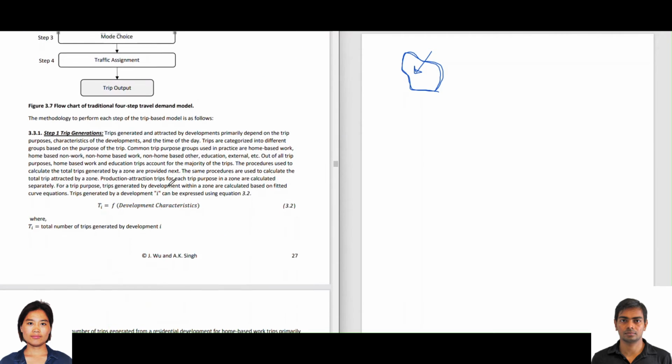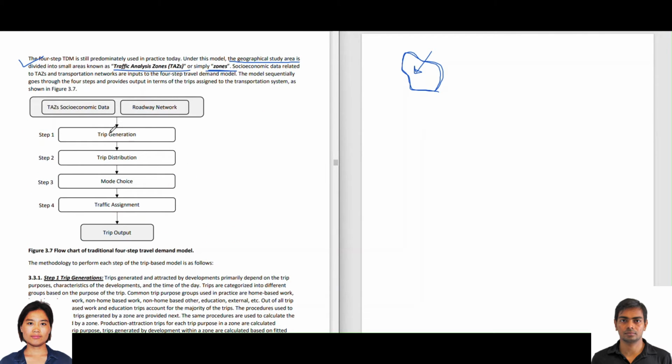So four-step travel demand models are as follows. Step 1 is trip generation, step 2 is trip distribution, step 3 is mode choice, step 4 is traffic assignment. So step 1 is trip generation. At this step we calculate how many trips are being generated from development and different categories of trip that are generated from the developments or from each of the TAZs here.